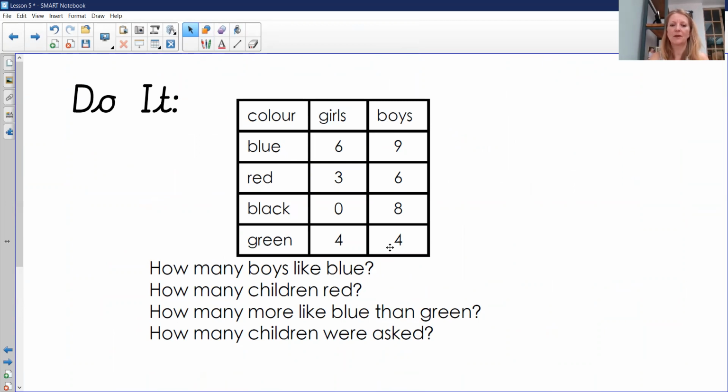How many boys like blue? So we're looking for boys and blue. How many children read? I think it probably means how many children like red. So we need to be looking at boys and girls. How many more like blue than green? So you need to look at blue and green for that. And how many children were asked? So you need to add up all of the total of boys and girls together.